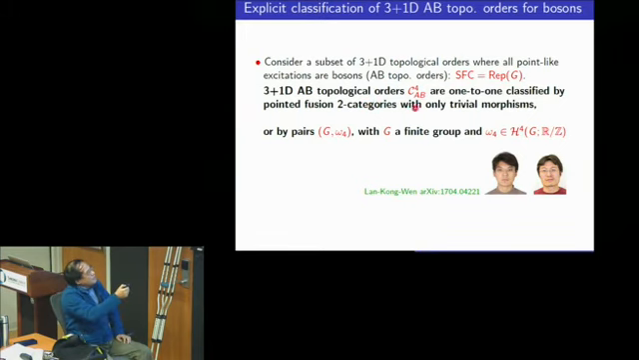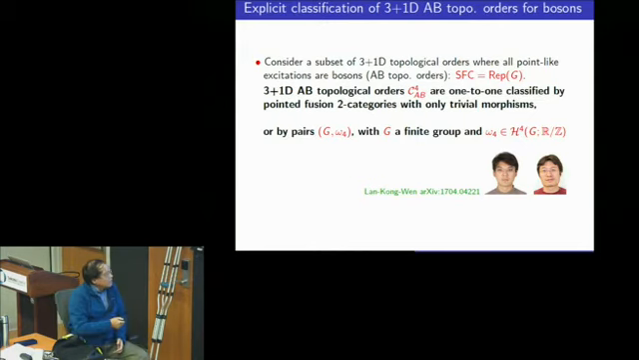First, in the more abstract language, this kind of topological order is described by a pointed fusion 2-category with only trivial morphisms. Okay, that sounds very abstract. Or by a pair, a group and a group 4-cocycle. And this maybe nowadays is more familiar. At least a group cocycle probably is a more familiar term in physics. And it is a 4-cocycle because we do 3 plus 1 dimensions. So this 4 means space-time dimension. Okay, so this pair classifies every 3-dimensional topological order where the particle-like excitations are bosons.